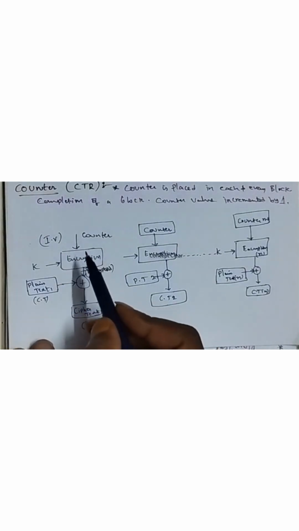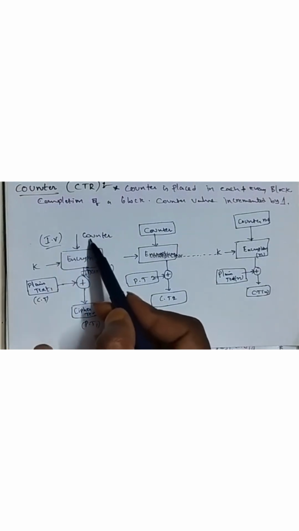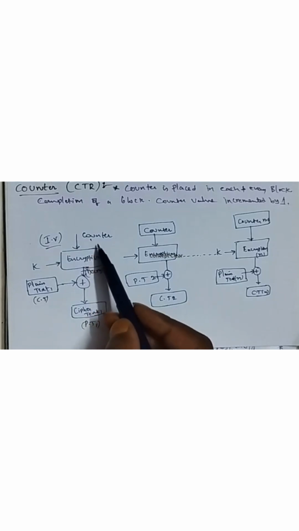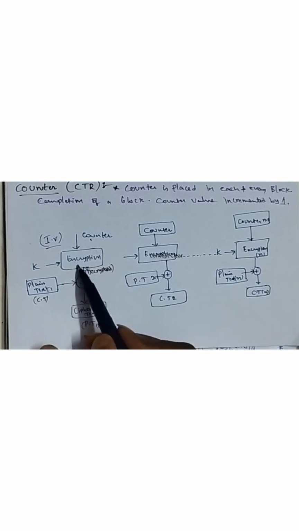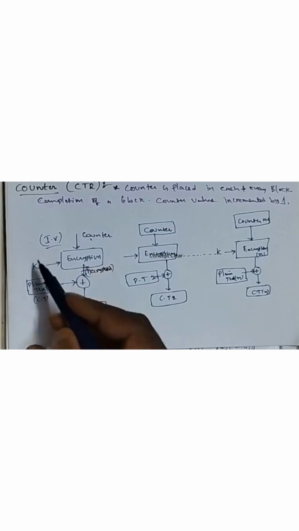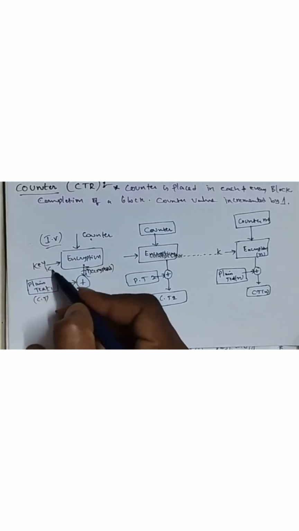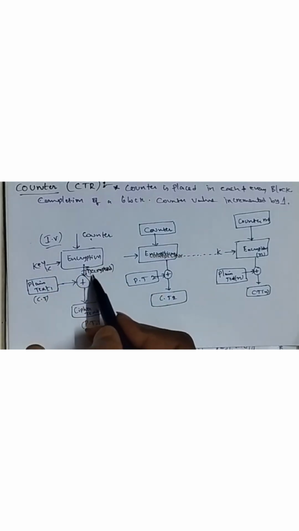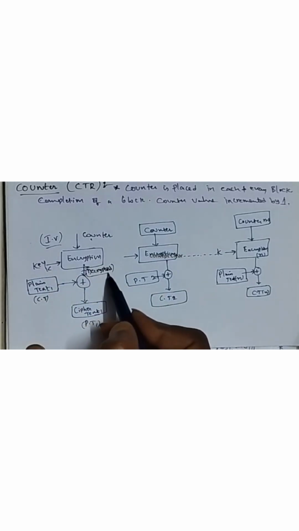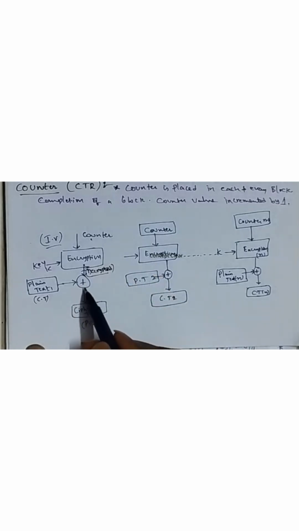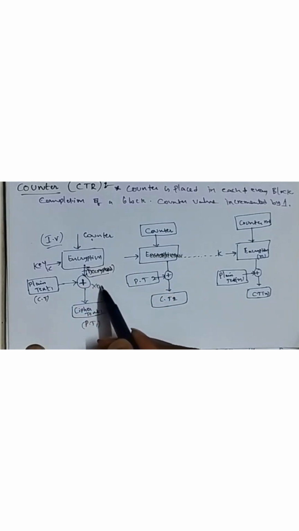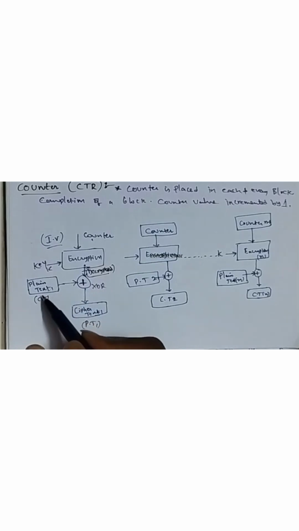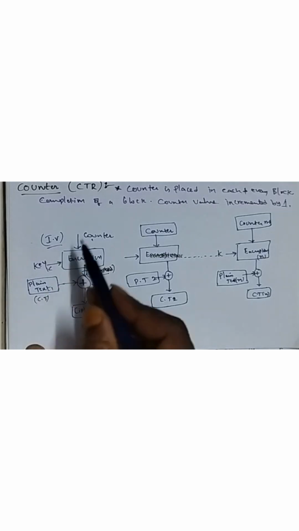Initially we will take the initial vector as a counter. With the counter value, we are performing encryption with the help of the key K, and after that, what is the data we are getting? We are getting the encrypted data. That encrypted data will be applied for XOR operation with the plain text, and we are getting ciphertext one. This is the first round.